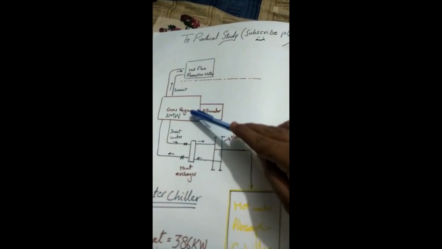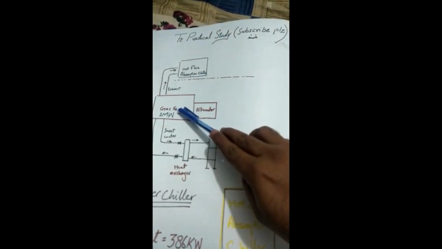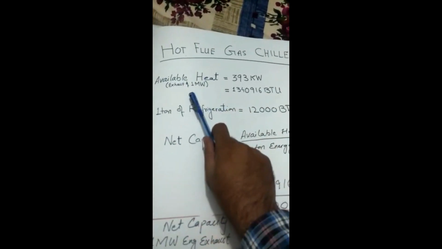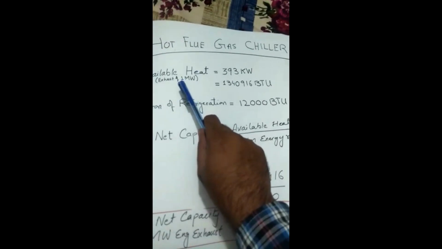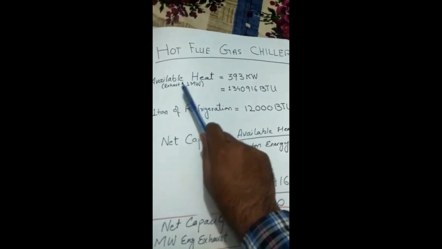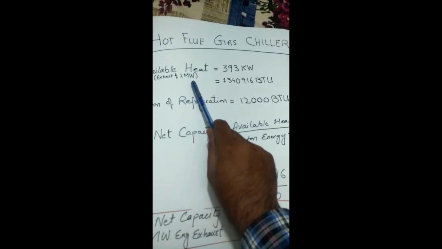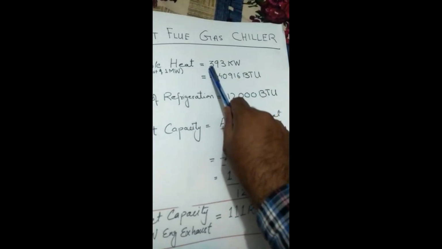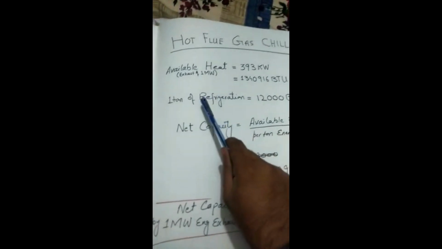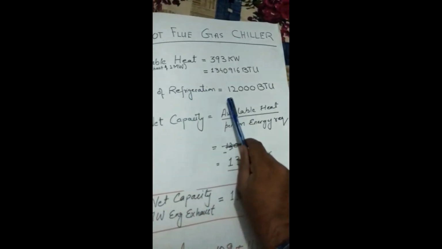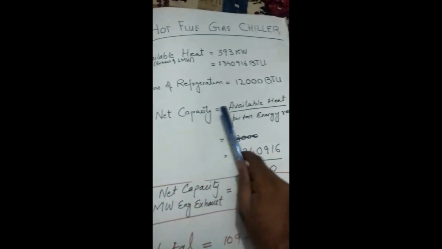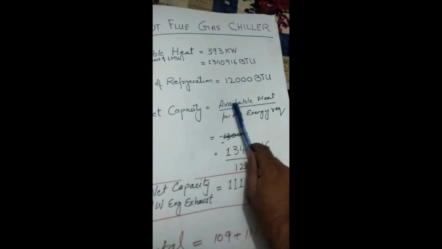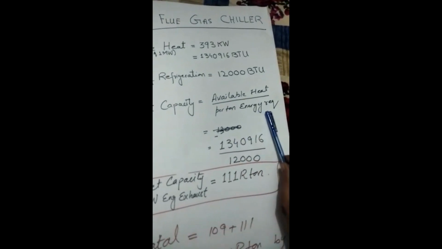If you install a hot flue absorption chiller on a 1 megawatt gas engine running at 80%, then the available heat, which I have already discussed in my cogeneration efficiency video, in the exhaust of a 1 megawatt engine running at 80% is 393 kilowatts. Now converting this heat into BTUs, and also we know that 1 ton of refrigeration requires 12,000 BTUs. So the net capacity of the chiller is the available heat divided by the per ton energy required.